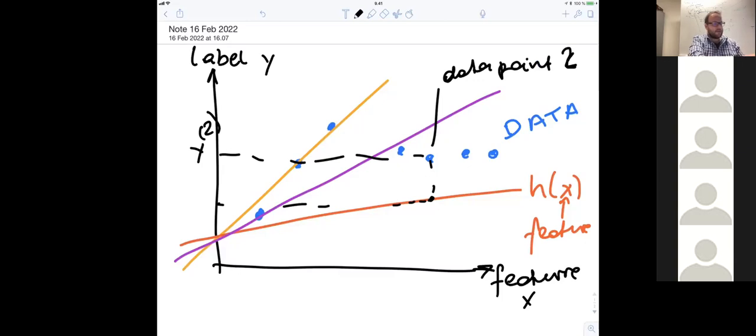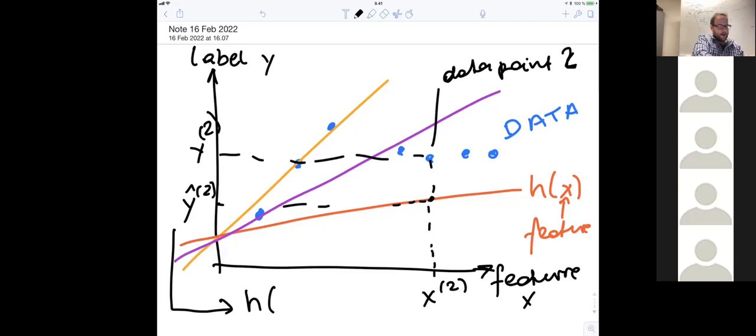This is the label of the second data point. This is the feature value of the second data point. And here we have the predicted label of the second data point, which, by the way, is given by the value of the hypothesis evaluated at the feature of the second data point. Yeah, and what we do now, we need to somehow measure this loss. So what loss functions do you know?